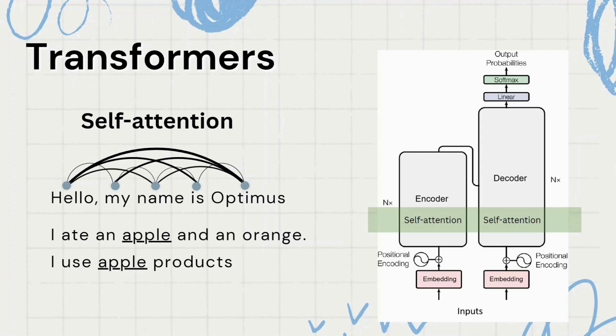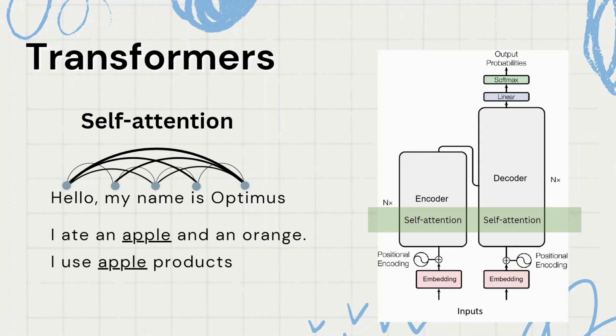In the first sentence, the apple refers to a fruit, while in the second sentence, the apple refers to a company. So, it is really important for the model to understand the context in which the word is being used in order to provide meaningful information to the user.